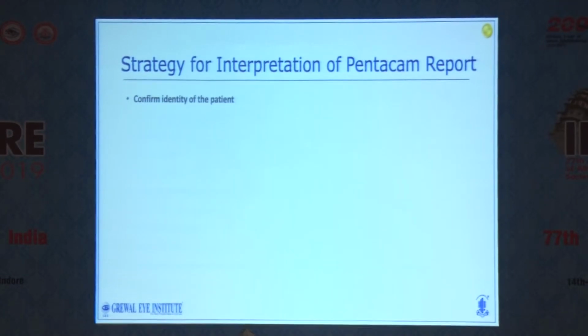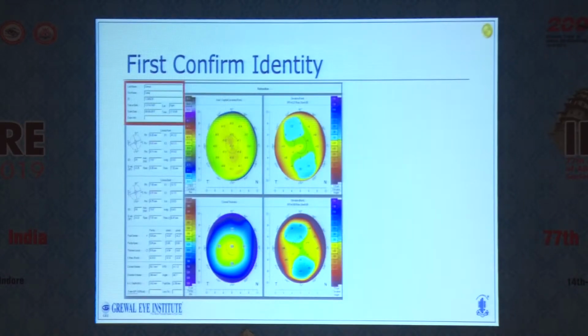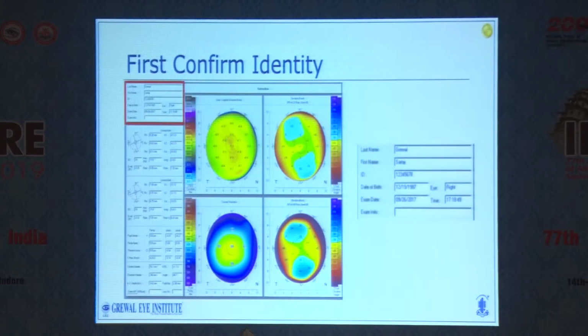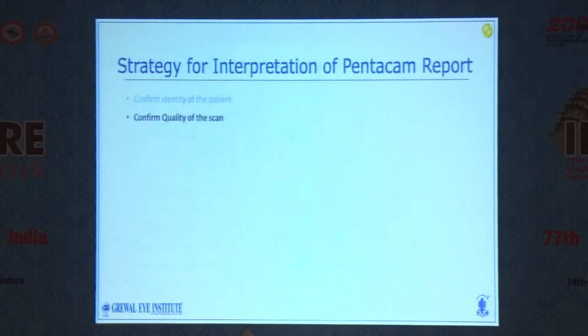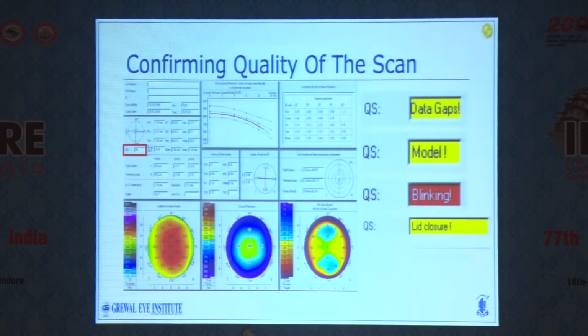We'll start with the basics, which is to confirm the identity of the patient. It is very important to make sure that you are viewing the reports of the same patient that you intend to operate upon. Next, confirm the quality of the scan. The quality specification indicates the quality of the data captured. It should be a white box with OK. Otherwise, there is some missing information which has been extrapolated by the machine and will be shown in a yellow or red box. In this case, the capture must be repeated.